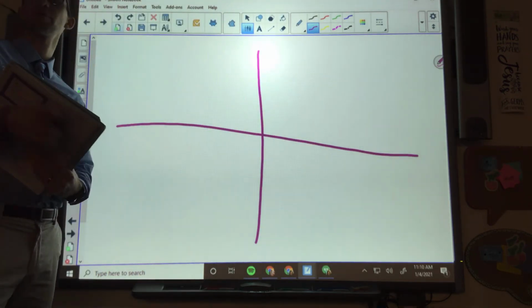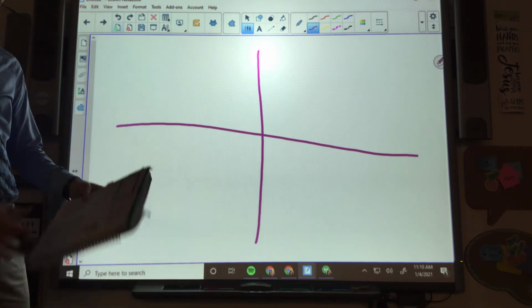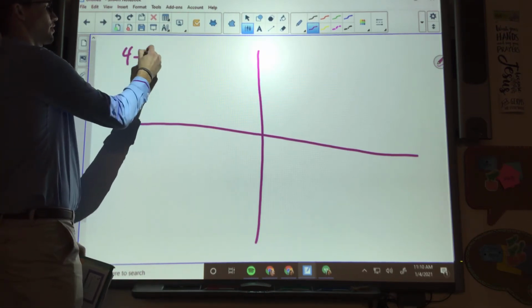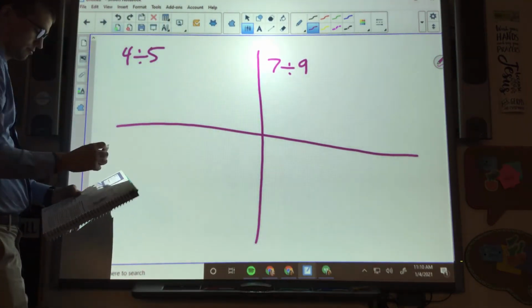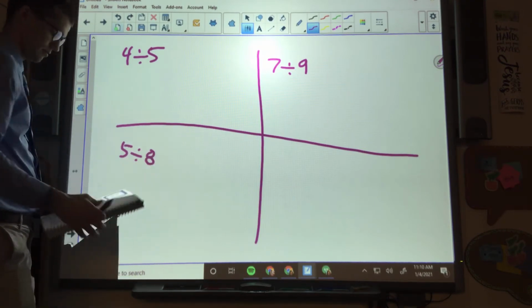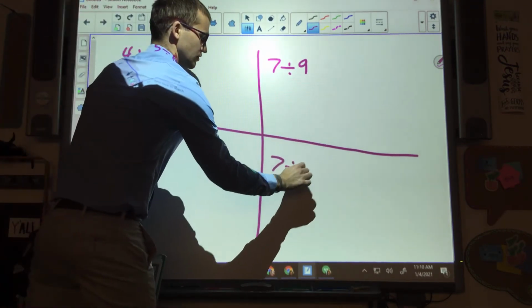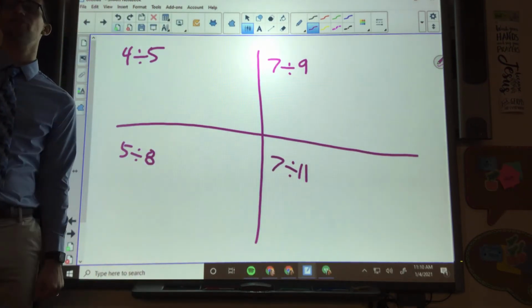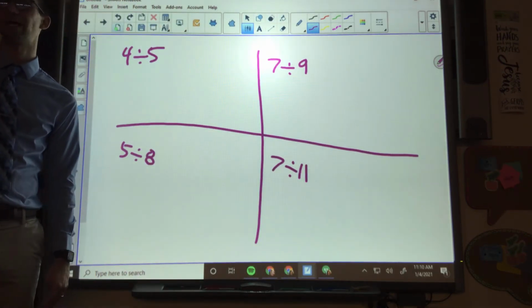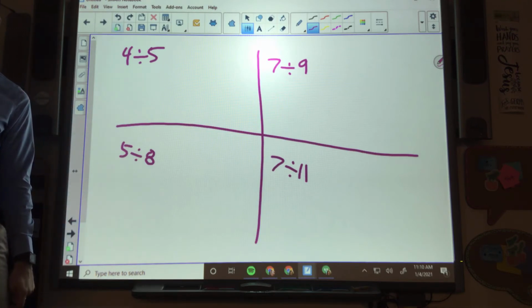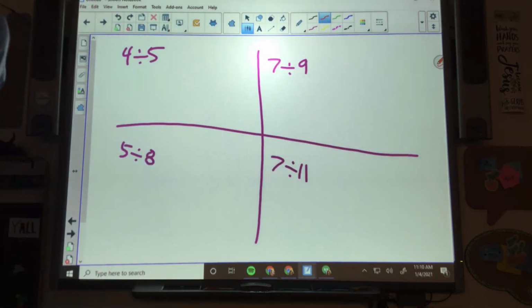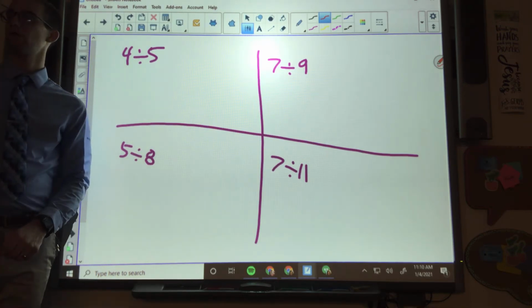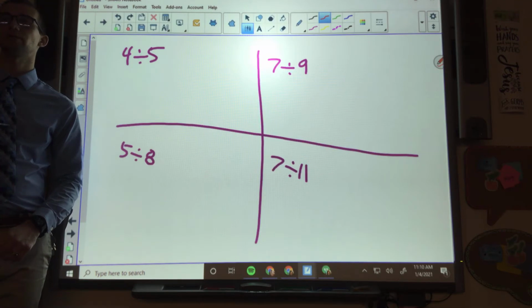Ready? Okay, I put them on the board. You guys tell me if you're done with all 4 of them. You tell me what these are as fractions. 4 divided by 5. 7 divided by 9. 5 divided by 8. 7 divided by 11. These should take you 30 seconds to do all of them total, not individually. They're very simple. I should be able to ask either person in your group the answer.